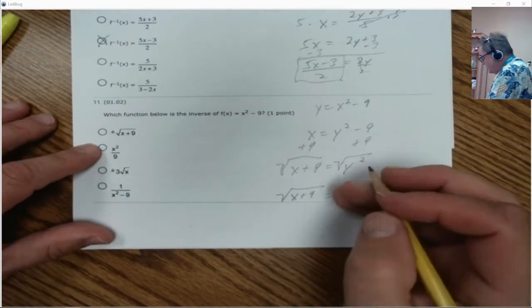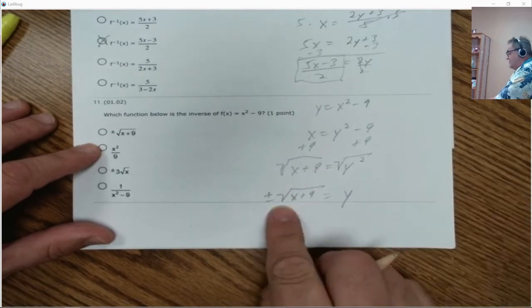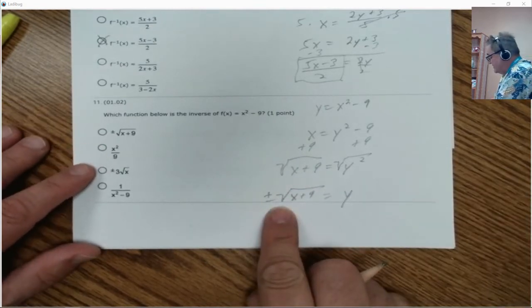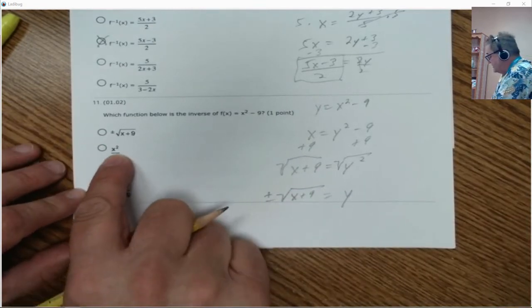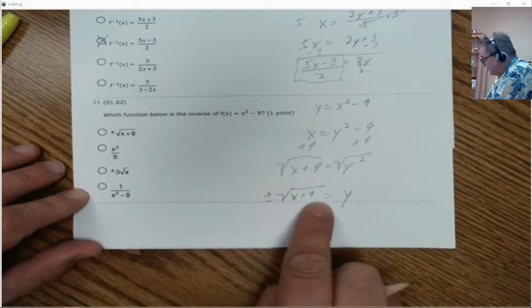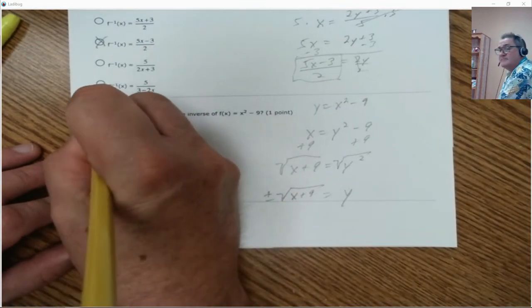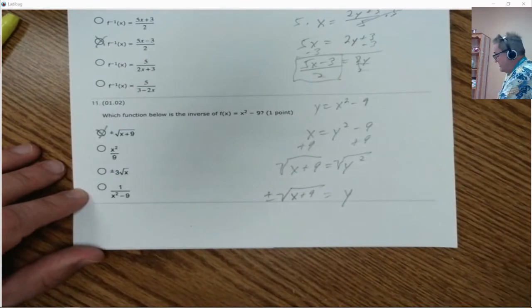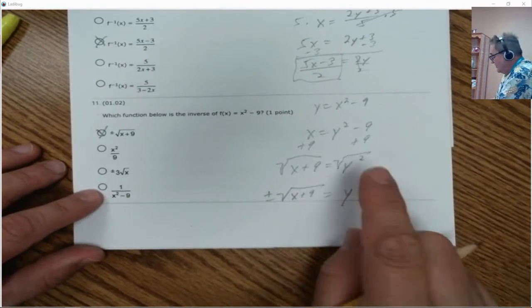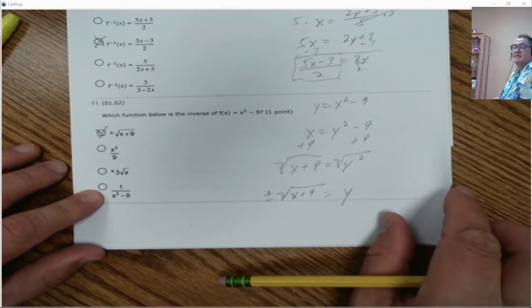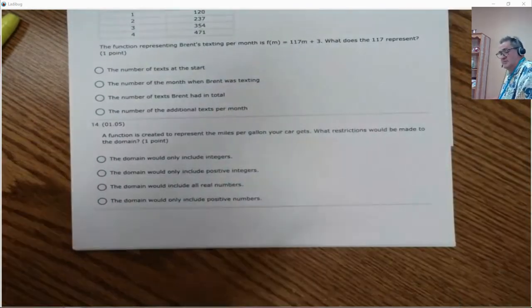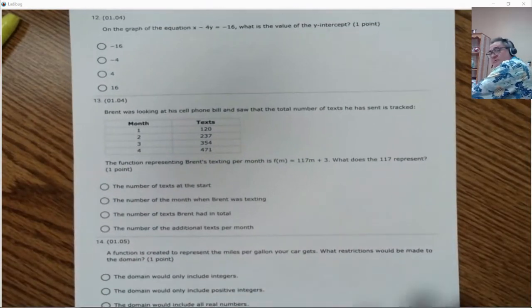So the square root, though, does give us a plus or minus, right? If we take the square root of something. So our answer is plus or minus the square root of (x plus 9). Yeah, don't forget when you take the square root of something, it's plus or minus. Okay, onward and downward. No, onward.